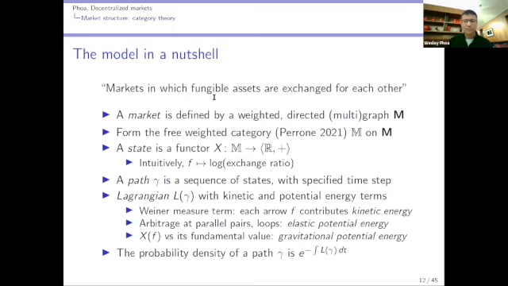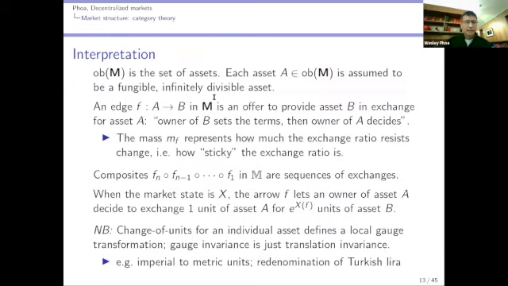Now, you have to be a bit careful about what you mean here, so I'll come back to that on the next slide. Then a path is just a sequence of states. Assume you specify some time steps. You can define some Lagrangian on paths with some terms that are going to make this look a bit like the Wiener measure, but also penalize arbitrage at particular states, and then define the probability density of a path in the usual way.